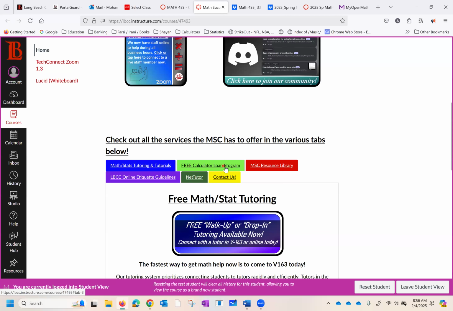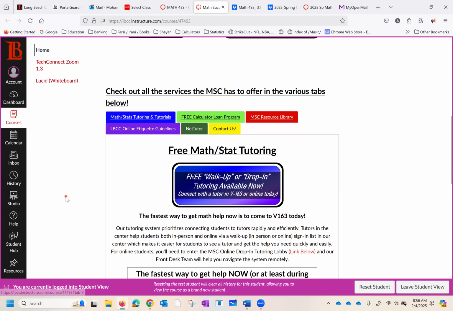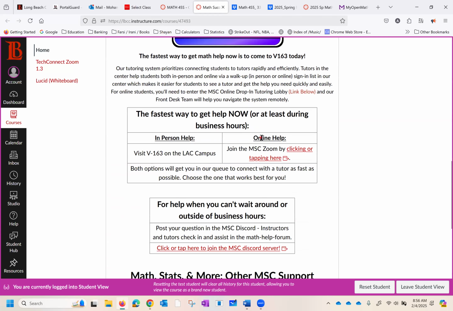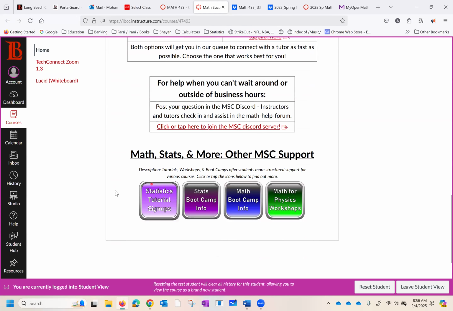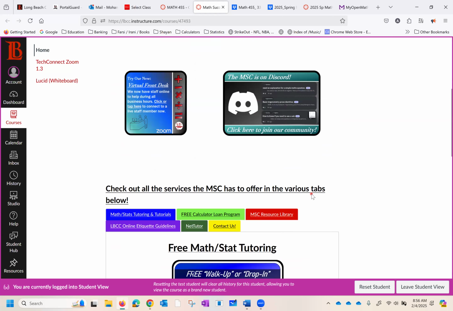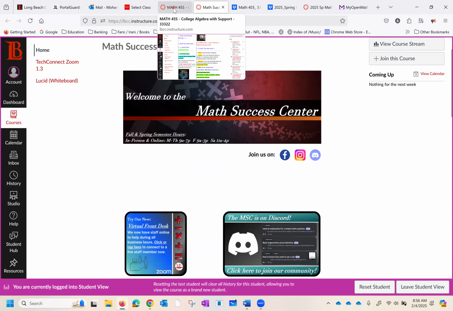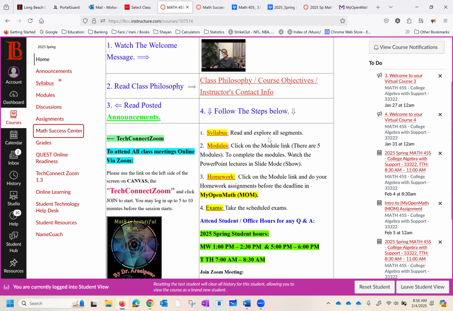Also, they have free calculator loan, but of course, based on first come, first serve. They also have a NetTutor, which is also free. The guidelines that I was explaining, free walk up or drop in. So please check this out. They have a boot camp for various courses. And the bottom line is it's a tutoring center which is free. I highly recommend you utilize those. All right, going back to the home page now.